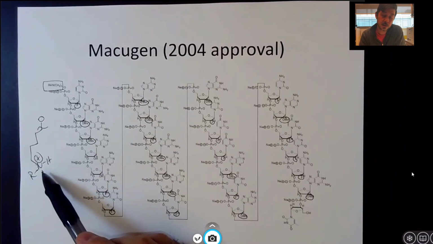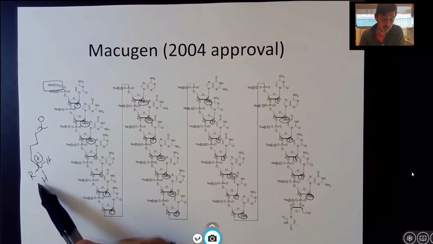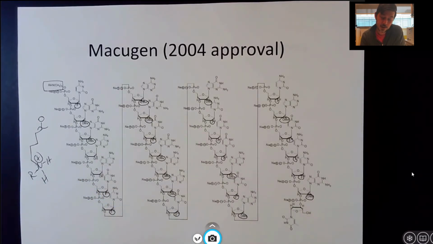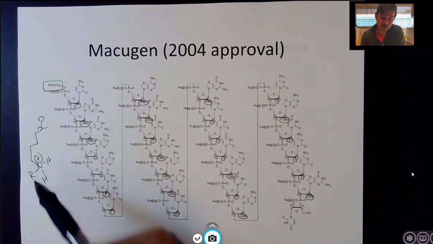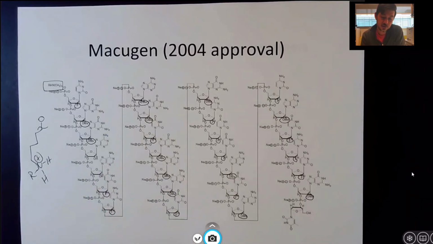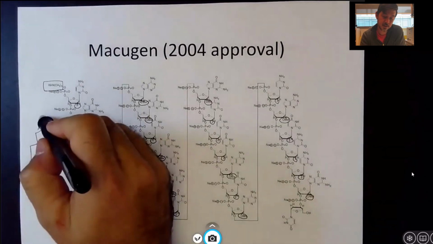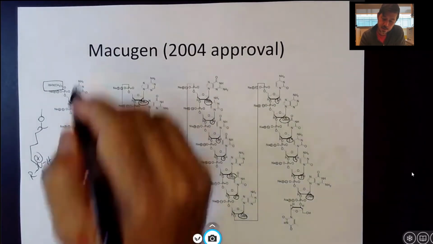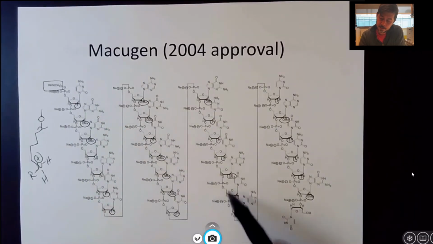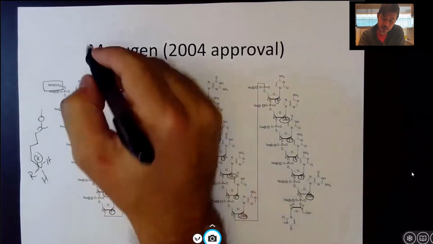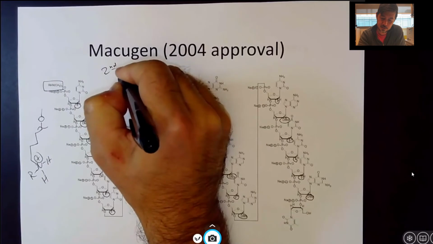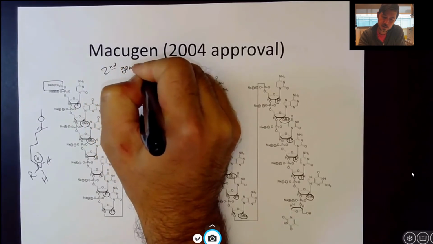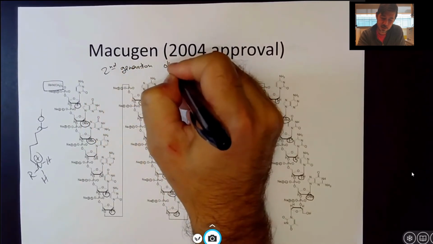Under physiological pH, the nitrogen would be protonated, and that protonated nitrogen makes it positively charged, which could perhaps help with cell membrane delivery. Because we're modifying the sugars here, this is classified as a second generation chemically modified oligonucleotide.